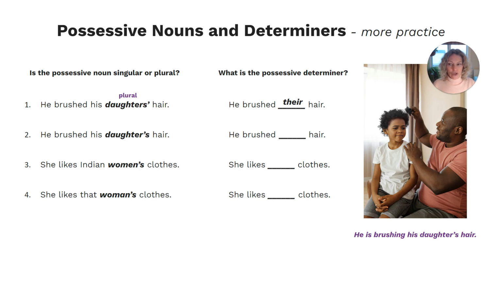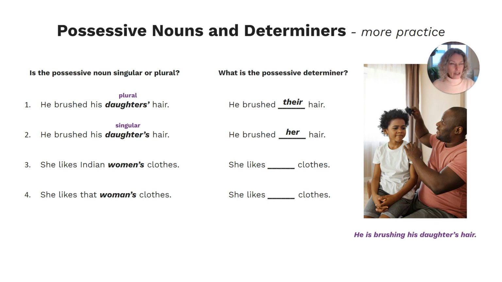How about number 2? He brushed his daughter's hair. This time it's apostrophe S. So that's the singular, right? One daughter. And you can see a picture on the right there of that scenario. So what would the determiner be for that sentence? It would be he brushed her hair. One daughter. Number 3, she likes Indian women's clothes.